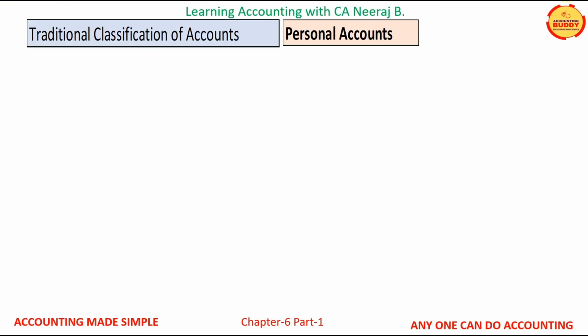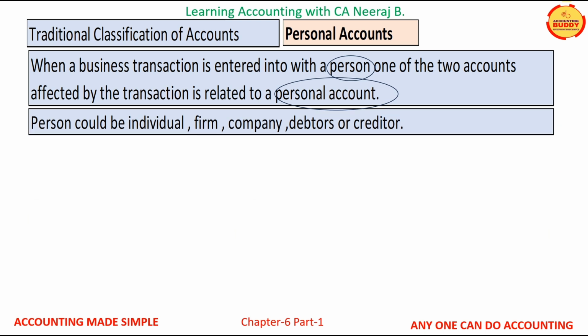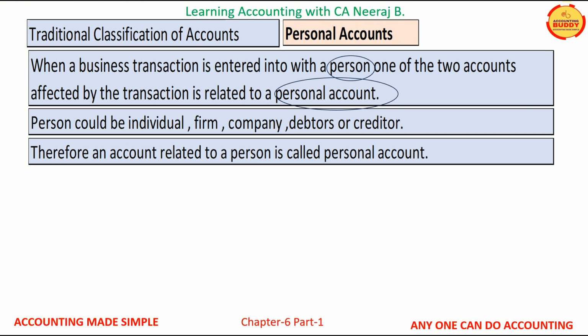Under the traditional classification of accounts, let us learn about personal accounts. When a business transaction is entered into with a person, one of the two accounts affected by the transaction is a personal account. A person could be an individual, firm, company, debtor, or a creditor. Therefore, an account in which all the transactions related to a person are recorded is called a personal account.